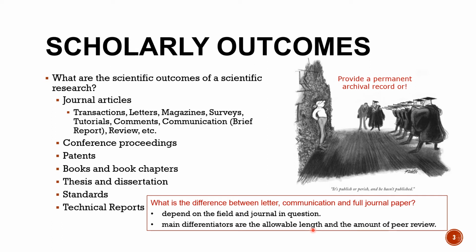The main differences are in the allowable length, how large the size is, how many pages, and the amount of review. If you have a full journal transaction paper, it will have to go through full review and is usually long, while letters are shorter. Some reviews don't go through rigorous review. So the difference between them is in the number of pages and the review they go through. So now let's go into more details.